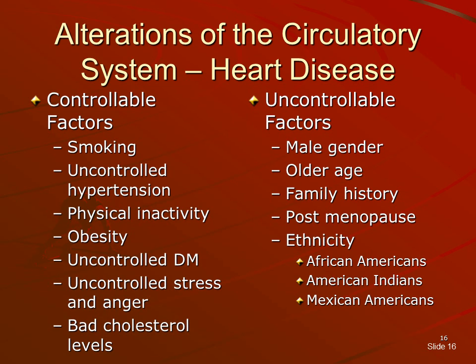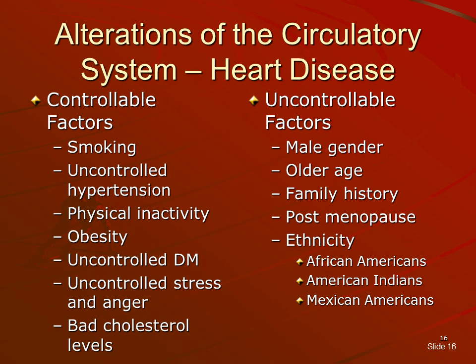To the left of the screen, we have controllable factors, or risk factors that individuals can control or alter to decrease their risk for heart disease. The examples are as follows: smoking, uncontrolled hypertension, or the individuals with hypertension that do not control it with diet, exercise, or medications, physical inactivity, obesity, uncontrolled diabetes, uncontrolled stress and anger, and bad cholesterol levels.